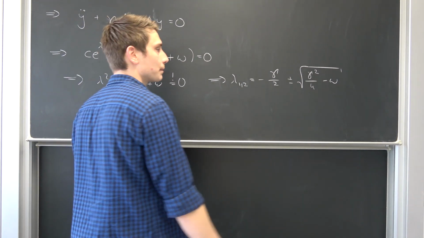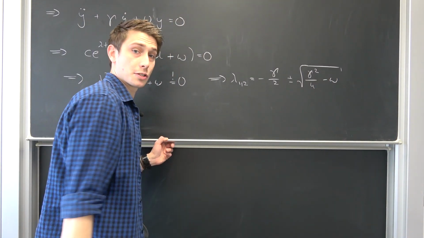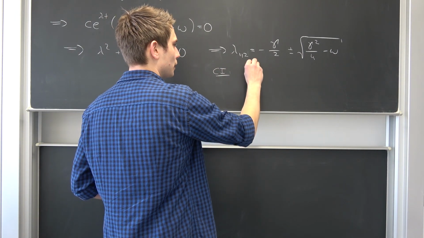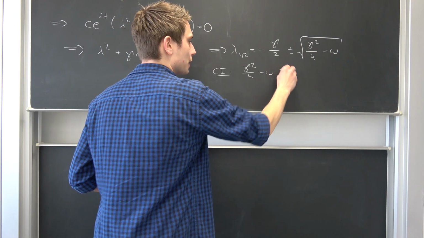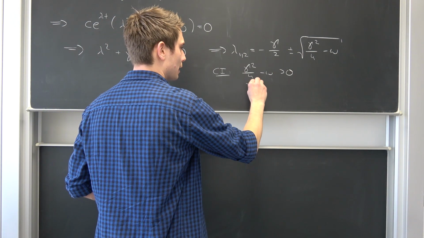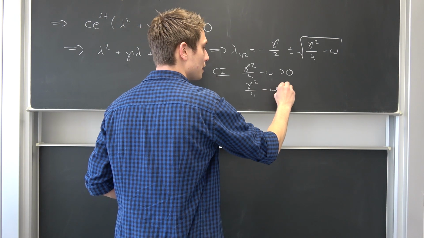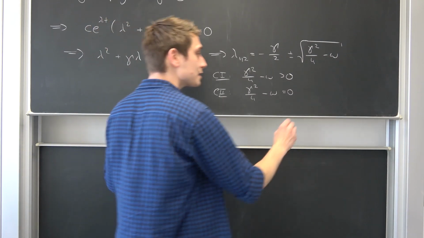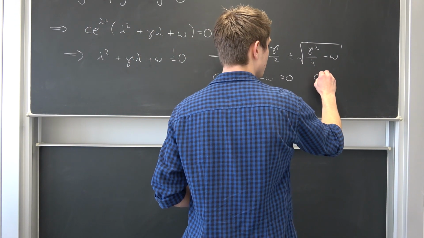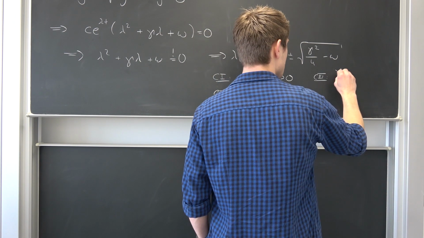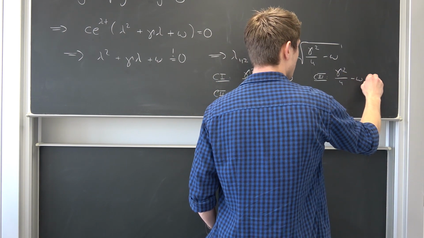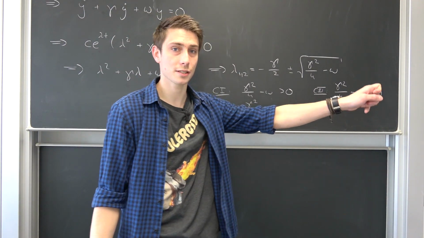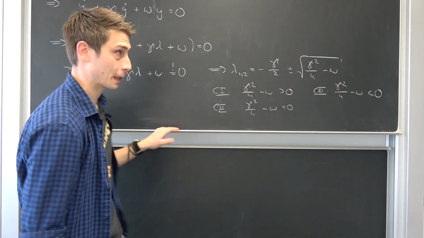So 3 little cases. We can have that our discriminant is positive, that would be good. So our case 1 would be that gamma squared over 4 minus omega is greater than 0. We can have the case that gamma squared over 4 minus omega is equal to 0. Okay, this is the second case. And we can have the third case, the worst case you can say. We have that gamma squared over 4 minus omega is less than 0. And you might have guessed, this is going to give us complex solutions to this whole thing.